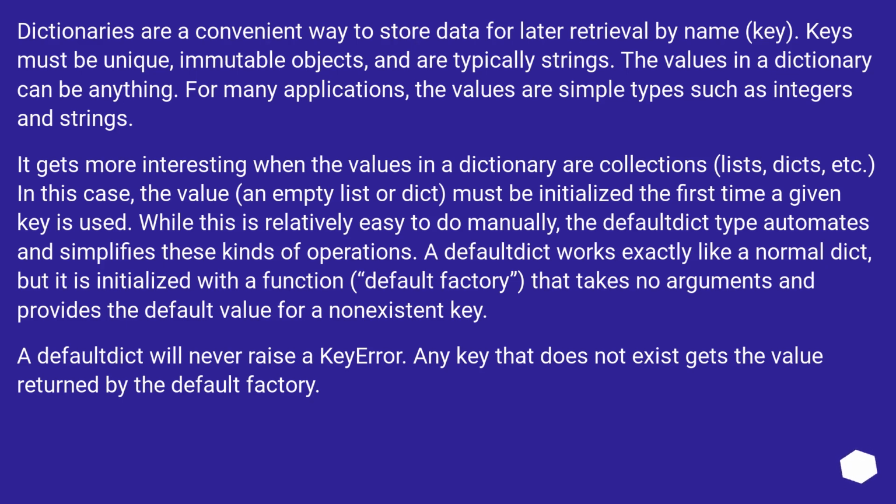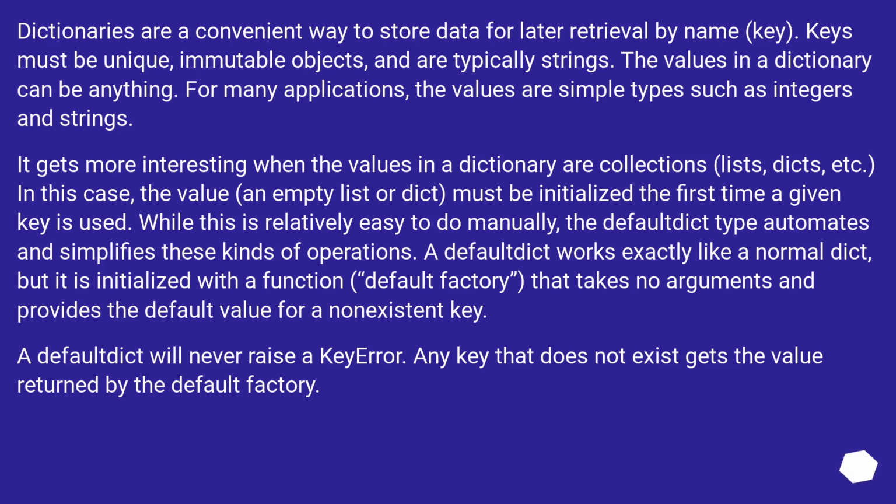Dictionaries are a convenient way to store data for later retrieval by name, the key. Keys must be unique, immutable objects, and are typically strings. The values in a dictionary can be anything. For many applications, the values are simple types such as integers and strings. It gets more interesting when the values in a dictionary are collections, lists, dicts, etc. In this case, the value, an empty list or dict, must be initialized the first time a given key is used. While this is relatively easy to do manually, the defaultdict type automates and simplifies these kinds of operations.